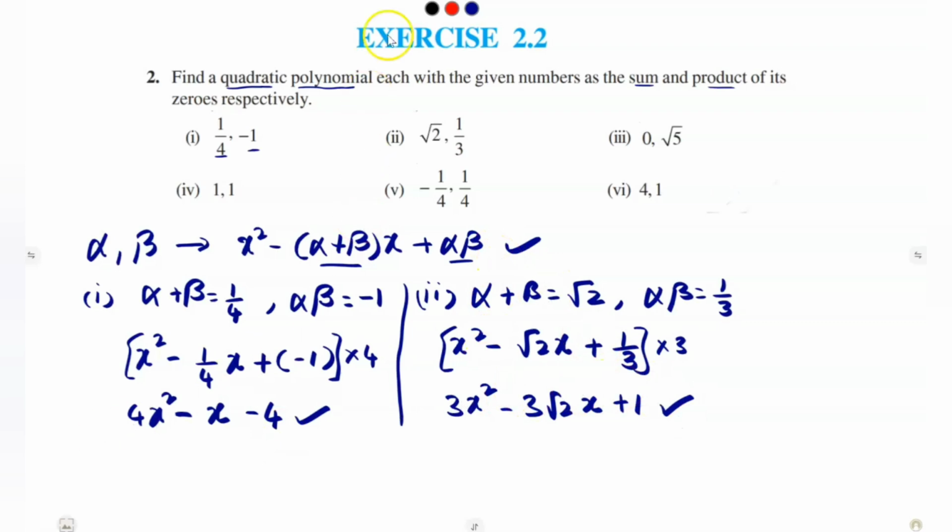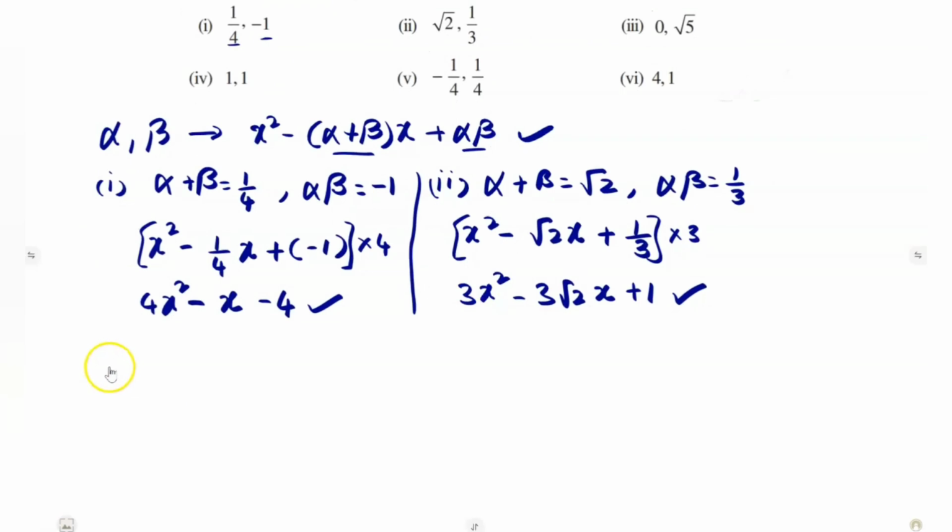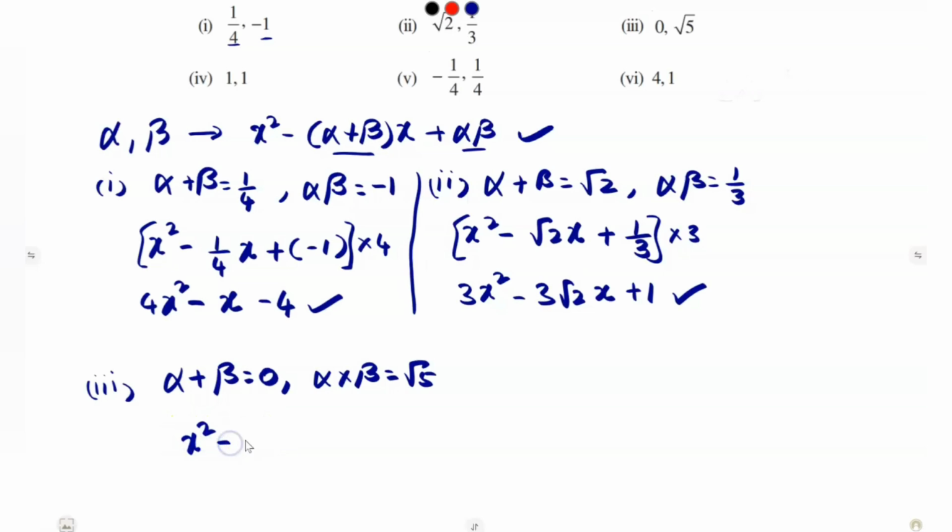Okay, coming to the third one. 0 and square root of 5 are the sum of the roots and product of the roots. So let us take the third question. Alpha plus beta is given as 0 and alpha times beta, the product of the roots, is given as square root of 5. Substitute these in the quadratic polynomial. We get x square minus (alpha plus beta, which is 0) into x plus alpha into beta, square root of 5. Now 0 into x is 0, so we need not write that. Just write x square plus root 5 as the answer. That is for the third question.